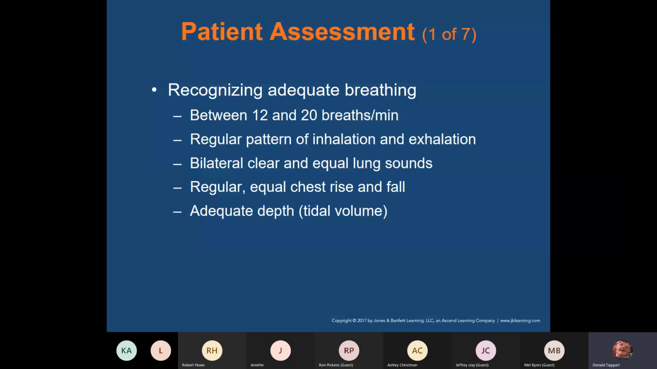So if someone's hyperventilating, they're breathing 40, 60, 80 times a minute, they're not getting good tidal volume. That's the amount in one breath. So you got to get them to slow down and take a deeper breath, because they are not adequately perfusing or getting air down to their alveoli. They're not filling up their chest if they're hyperventilating that bad. So they have poor tidal volume. So on an adult, 12 to 20, regular breathing, bilateral clear, equal lung sounds, regular equal chest rise and fall, and then good tidal volume.